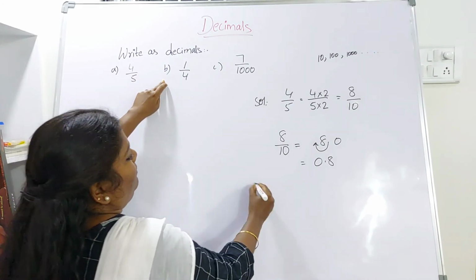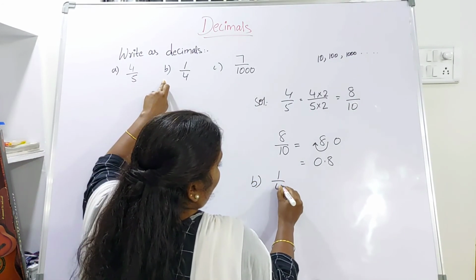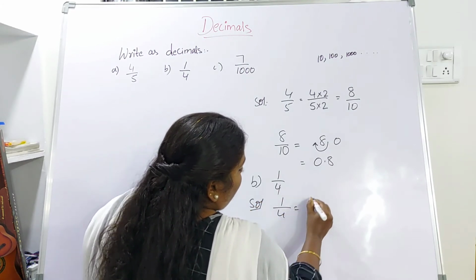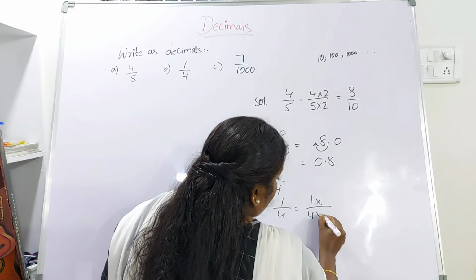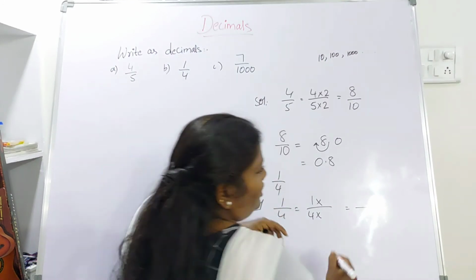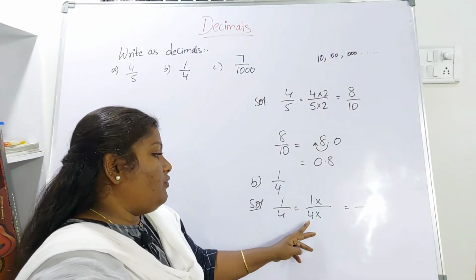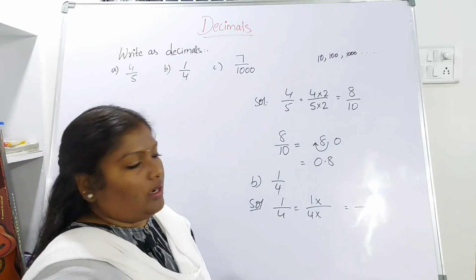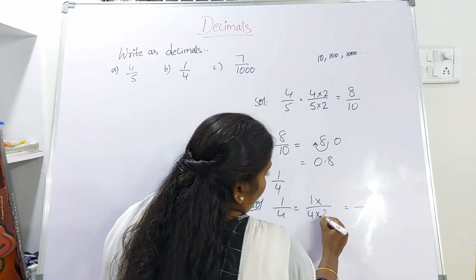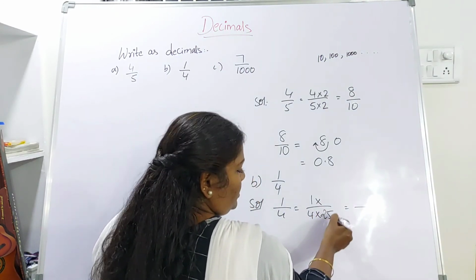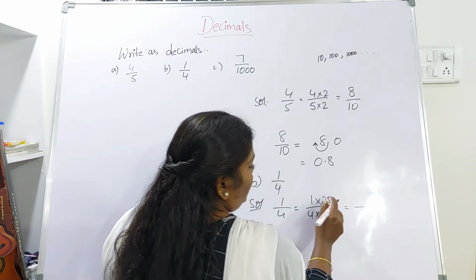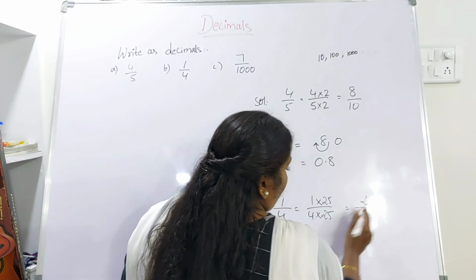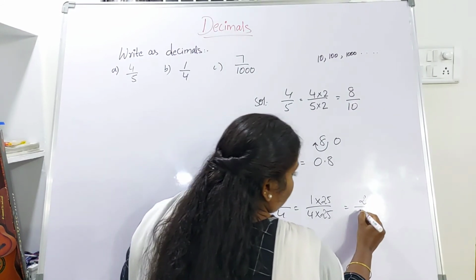So B, it is 1 by 4. Now take this 1 by 4. You have to multiply with such a number so that you are going to get a multiple of 10. Now with 4, it is not possible to get a 10. 4 into how much gives you 100? Now 4 into 25 gives you 100. So with the same 25, you should multiply the numerator value. So 1 into 25 is 25 and 4 into 25 is 100.